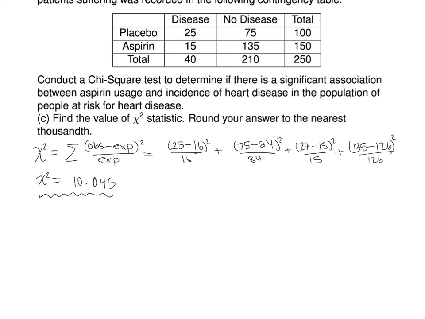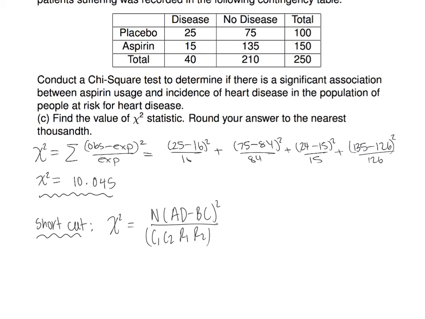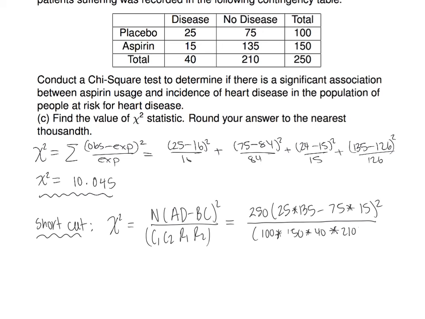Now, knowing what you know from the previous chapter, there's also this shortcut formula that tells you chi-squared is given by the total n, AD minus BC squared over C1, C2, R1, R2. So in this case, that would be 250 times 25 times 135 minus 75 times 15, all squared, all over 100 times 150 times 40 times 210. And with this shortcut, there's no need for step B.